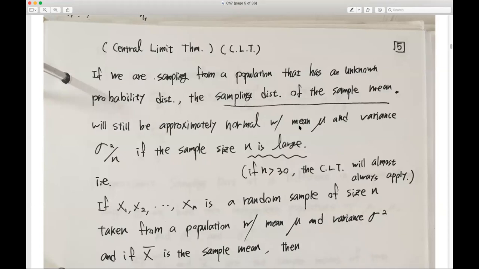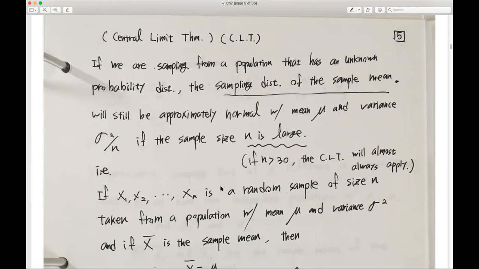And then what's the mean? The mean of the sample mean is going to be equal to the population mean mu, and the variance will be equal to sigma square, which is the population variance, over the sample size. If the sample size n is large, which normally we say is greater than 30, then the CLT will almost always apply. So keep in mind the central limit theorem is about the sampling distribution of the sample mean, or the probability distribution of the sample mean.